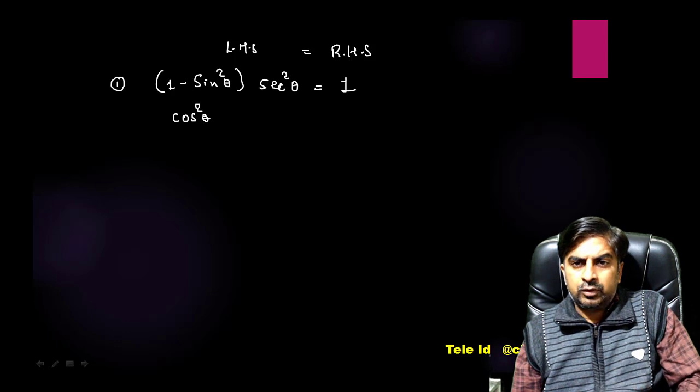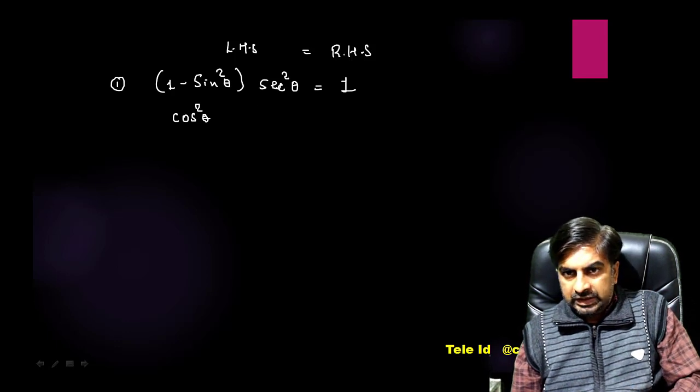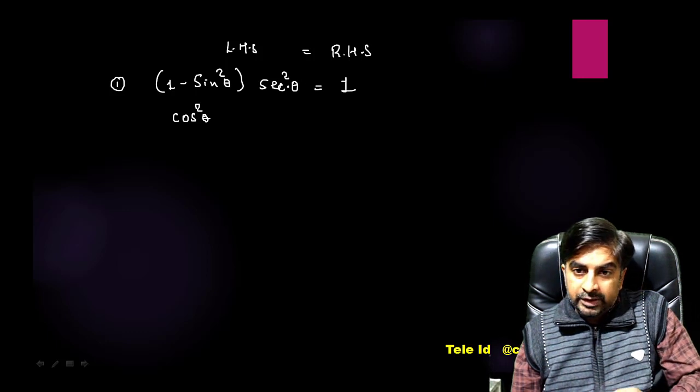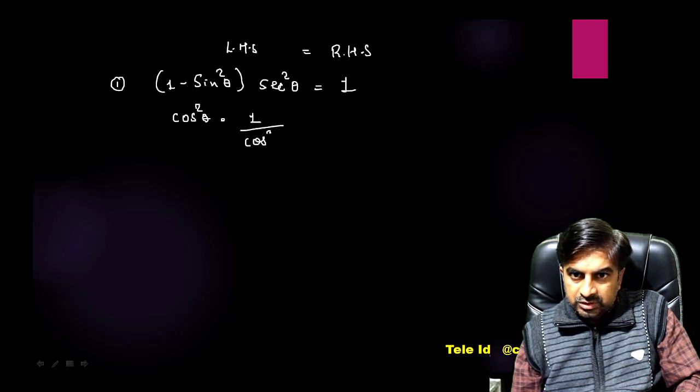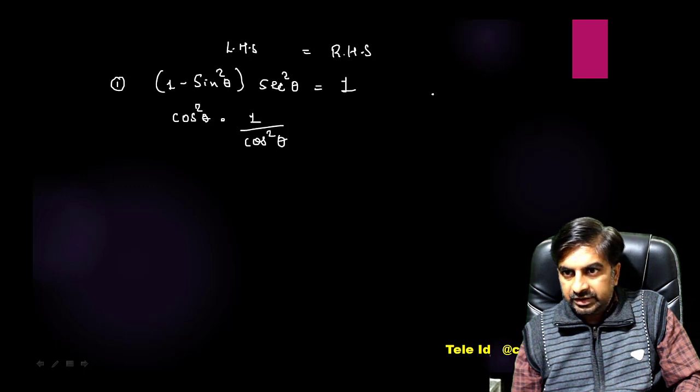So what we are going to do? There are two things we can convert. We can convert this sec square theta as 1 plus tan square theta also, or directly the relationship between sec and cos is also there. Instead of this sec square theta, I can write down 1 by cos square theta also. How? Let me tell you.